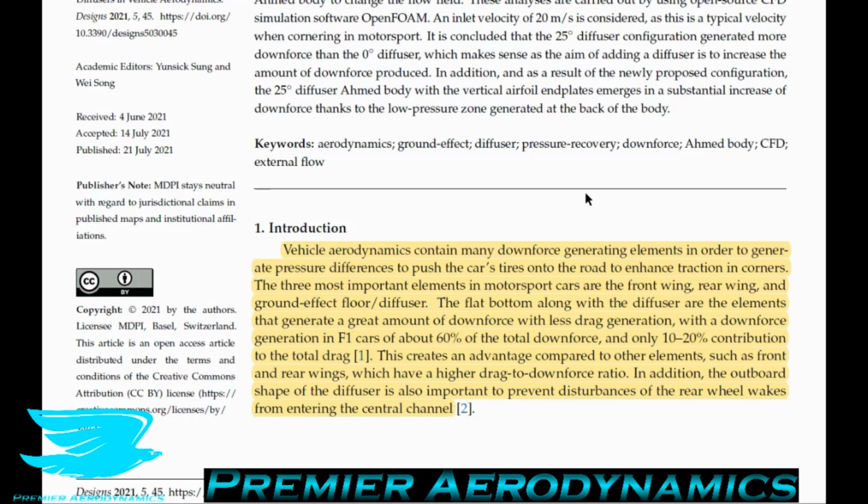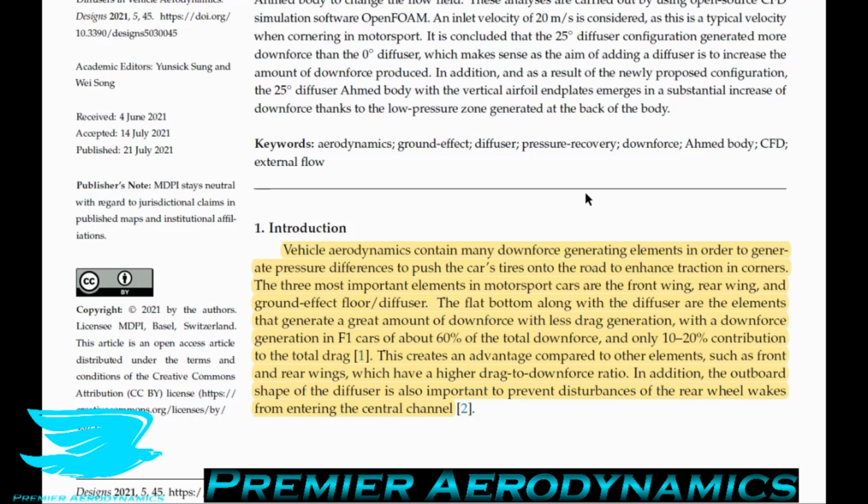And one major reason for that is that it is such a big surface area to begin with. When you think about the actual vehicle, it's a big thing. Compared to the wings, which are only quite small, just by virtue of the fact that they take up a lot of area, they're going to produce a lot of downforce, and in this particular case, the majority of it. So this creates an advantage compared to other elements, such as the front and rear wings, which have a higher lift to drag ratio, a higher drag to downforce ratio, I should say. It's downforce and not lift here. Downforce obviously being the negative direction to lift, but effectively the same thing.